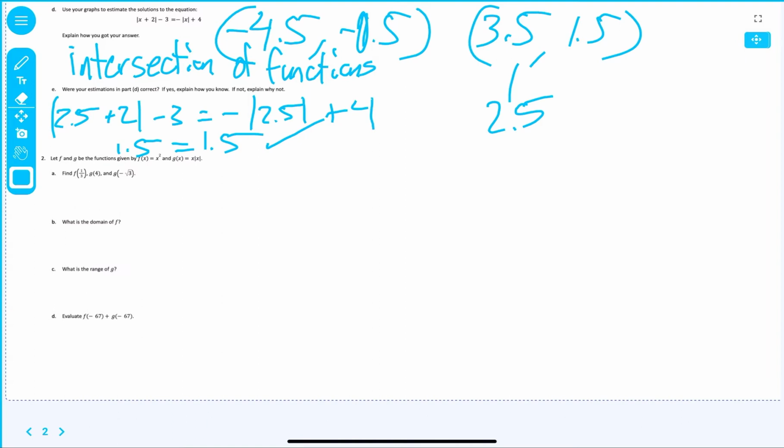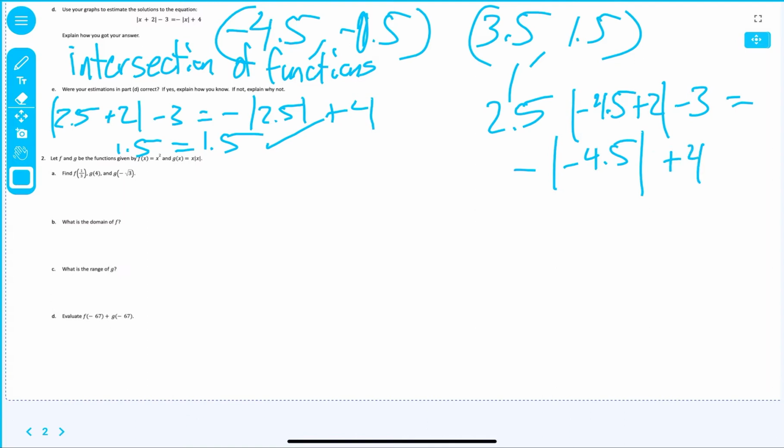Now let's do negative 4.5. We do negative 4.5 plus 2 minus 3. Does that equal negative 4.5, opposite of that, plus 4? So this would be 2.5 minus 3. It's going to be negative 0.5.